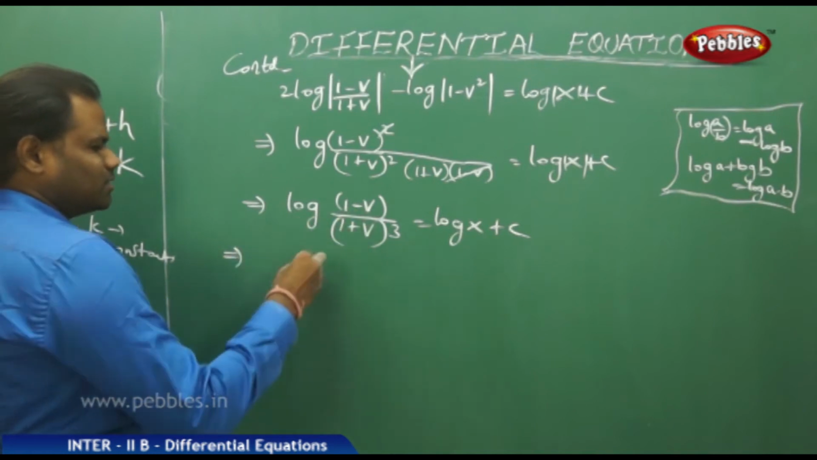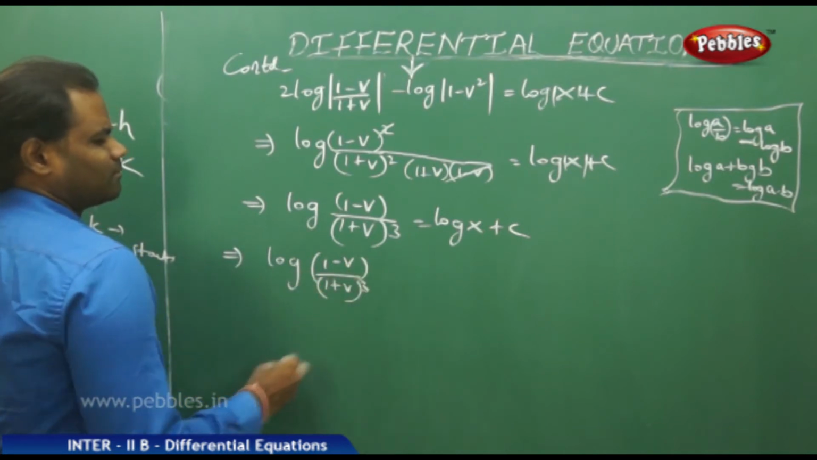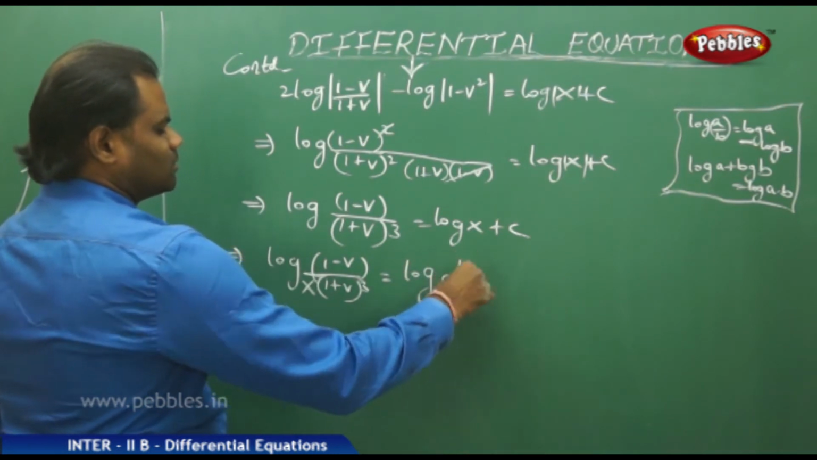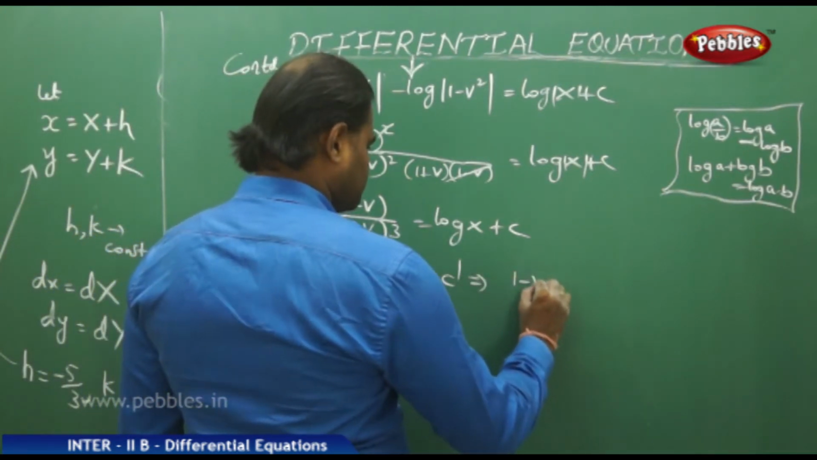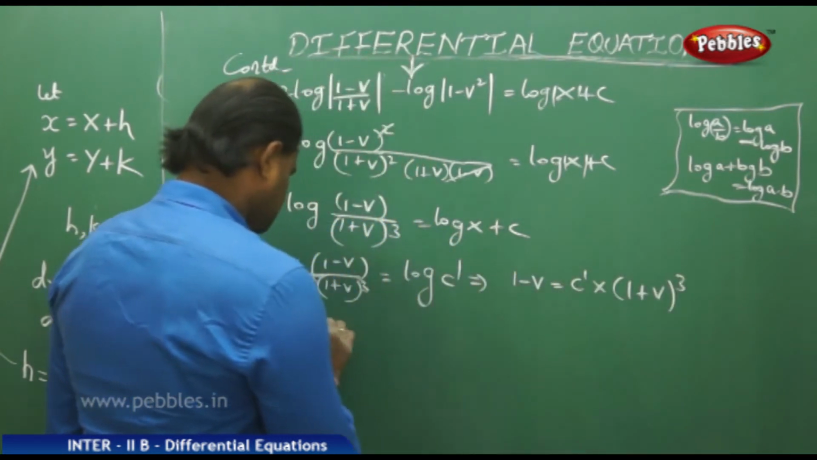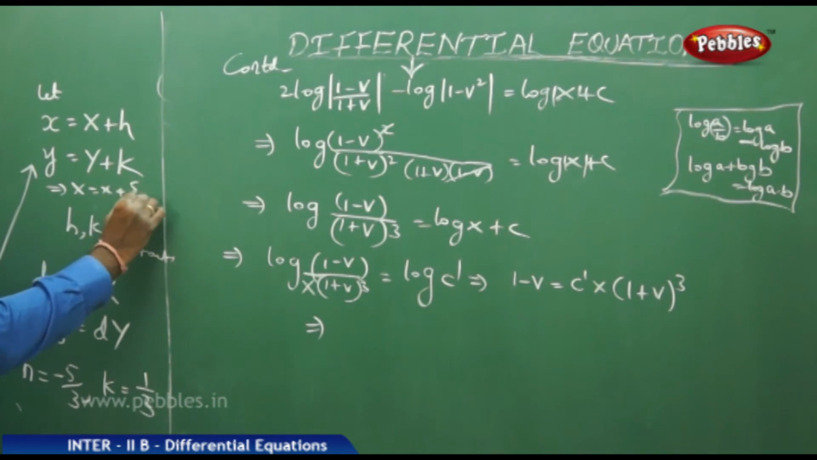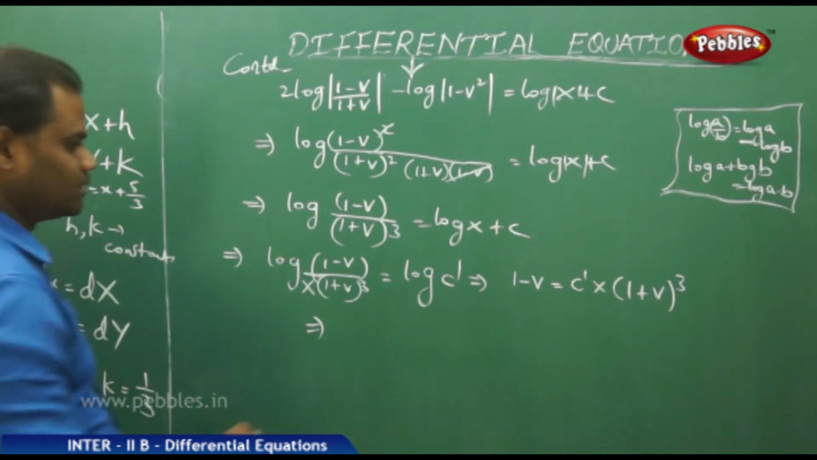That is, taking this to the left, log of this minus log x equals log c dash. That is, c is written as log c dash. That implies 1 minus v is c dash x of (1 plus v) whole cube. That implies my x, which is x minus h, is written as x minus h, that is x minus of minus 5 by 3, x plus 5 by 3. So capital X is denoted by x plus 5 by 3.